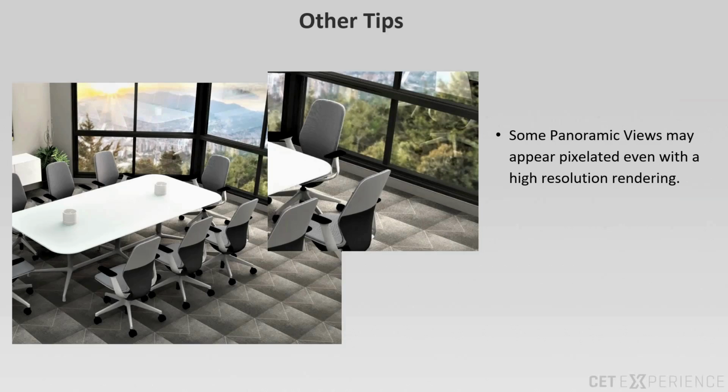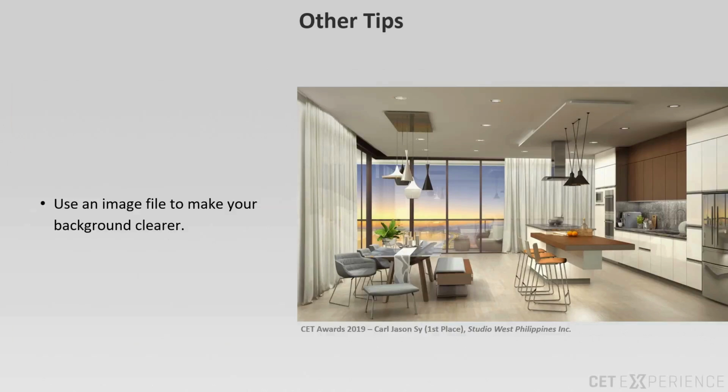Also, some panoramic views may appear pixelated, which does not match with the high-resolution rendering. Notice here that the trees outside are a bit off compared to the interiors. So as an alternative, you can use an image file to make your background clearer. Make sure to adjust the image elevation and position so it fits your perspective view. One good example of using an image as a background is this rendering by Carl in 2019. He elevated the image so the sunset is slightly centered onto the horizon.